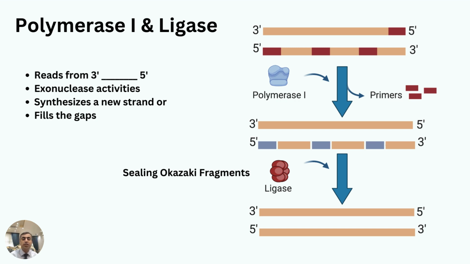And the last one is the ligase enzyme. The ligase enzyme links, or seals, the Okazaki fragments, the discontinuous fragments. And finally, all together, they produce two new strands, so that one cell becomes two cells.